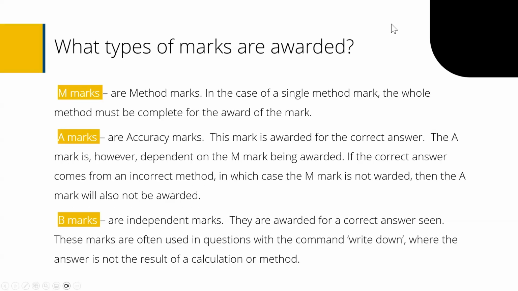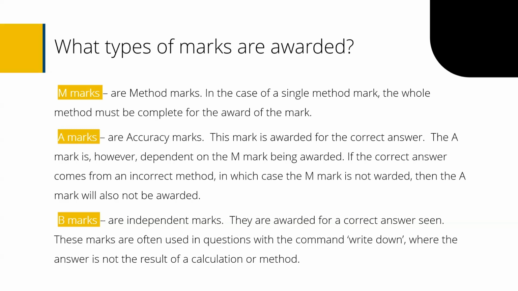The M marks are the method marks. In this case, a single method mark, the whole method must be completed for the award to be given. The A marks are the accuracy marks, and these marks are awarded for the correct answer. However, there's something you need to be aware of: it is dependent upon the M mark being awarded. If they don't get the method mark, they will not get the accuracy mark. If the correct answer comes from an incorrect method, in which case the M mark is not awarded, then the A mark is not awarded either. That's something that is being instructed.